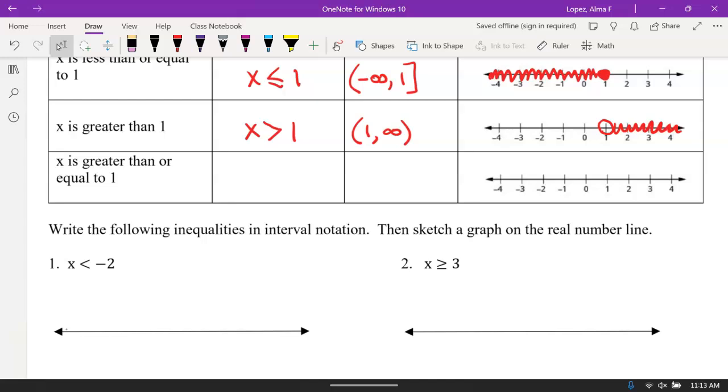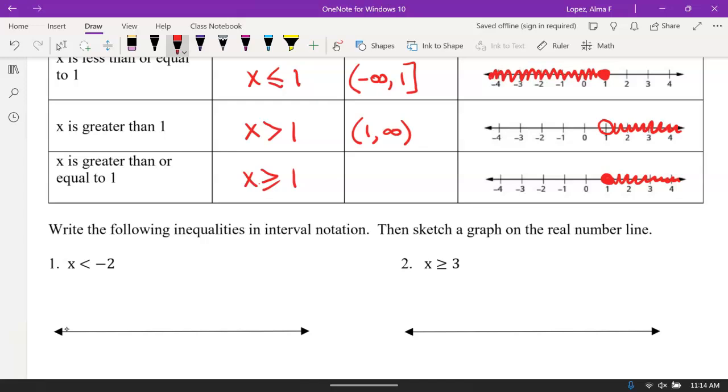And one more before we jump into some answers that we get to write. X is greater than or equal to 1. And again, go to the 1. Because of the closed inequality, I know it's going to use a closed circle. And it goes to the right. Why? Because x is greater than or equal to 1. Greater than 1 means everything to the right. That's where numbers get greater.